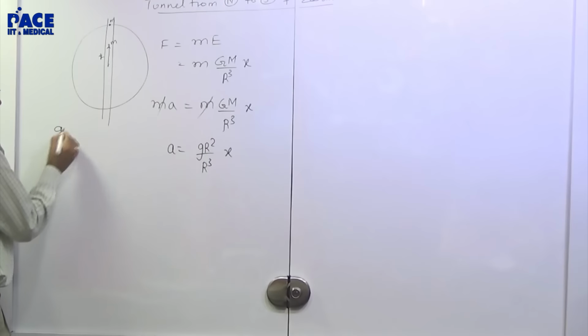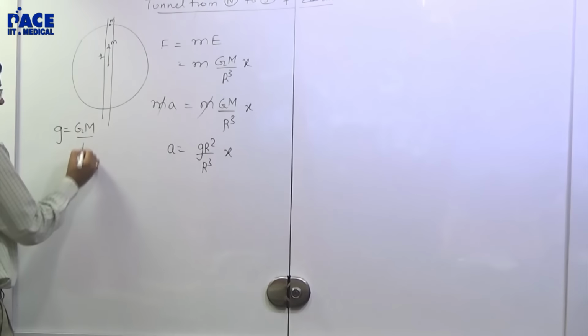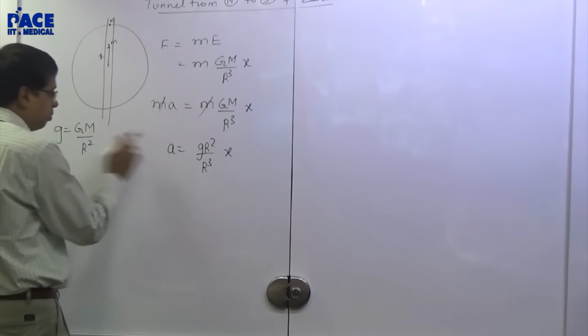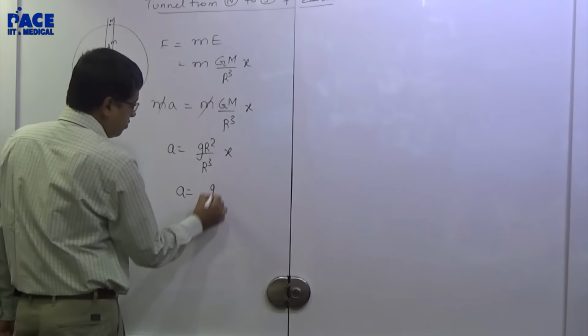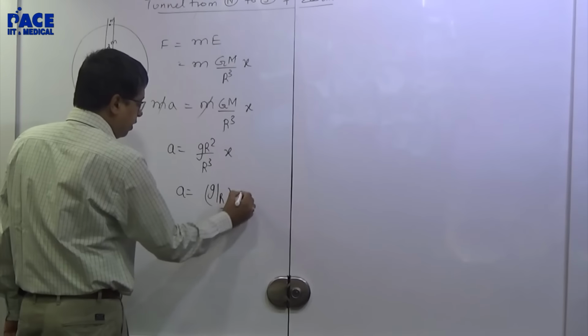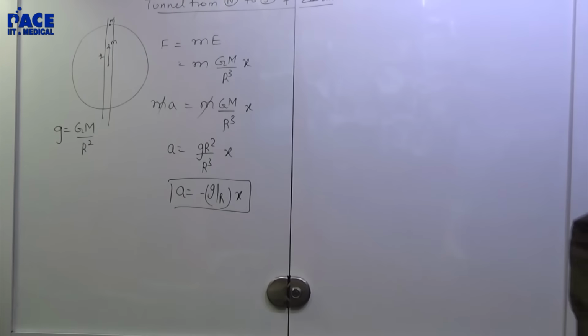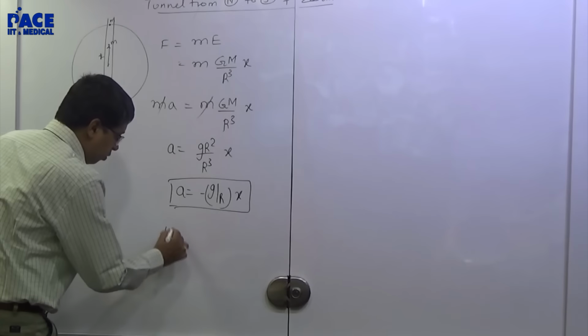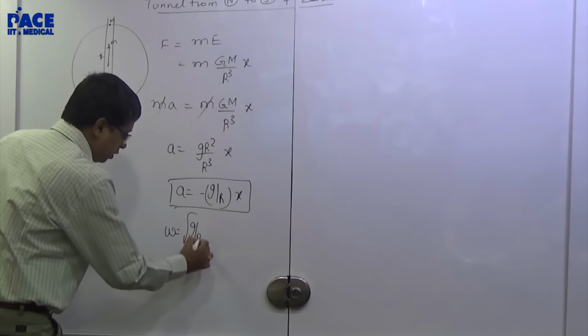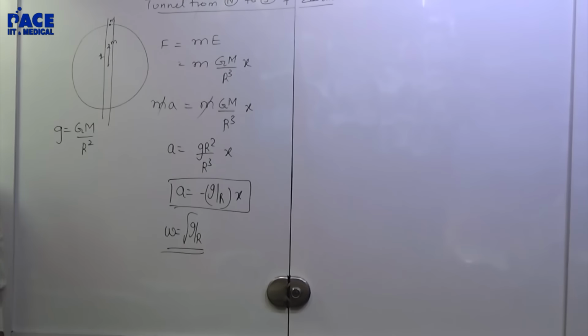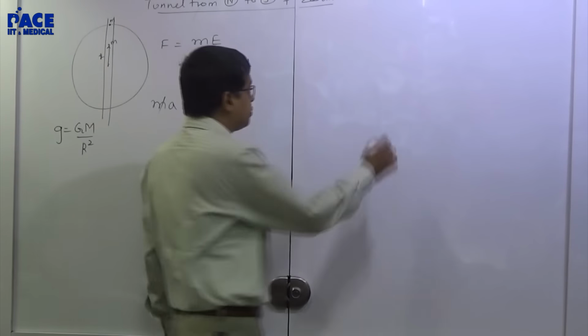Where did you get this? Small g is GM by R square. We derived it 5 minutes back. So GM I put as small g into R square. a is equal to g by R into x, with a negative sign because a and x are not in the same direction. So what will this be? Omega will be under root g by R. Time period will be 2 pi under root R by g, which is 84.6 minutes.